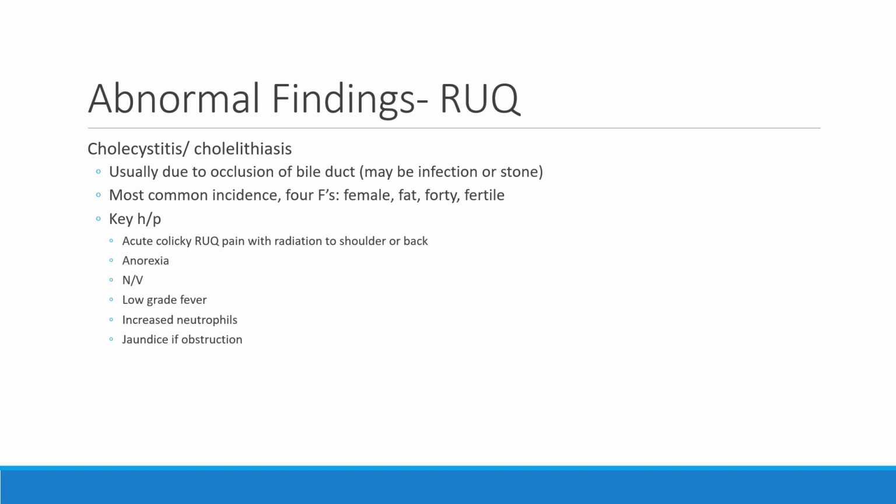Key history and physical findings. Acute colicky, right upper quadrant pain with radiation to the back or shoulder. Anorexia, nausea, vomiting, low-grade fevers, increased neutrophils, and jaundice if they do have obstruction.